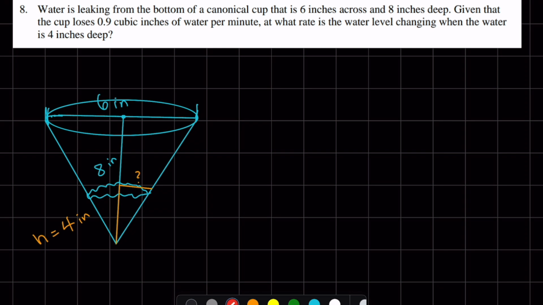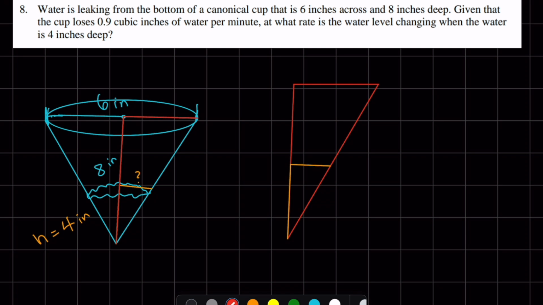Like many of the other related rates problems we've been trying, this problem is also going to include similar triangles. So I'll draw out those triangles now. Okay, so we can see that there's a larger triangle and a smaller triangle. Let's label what we know.